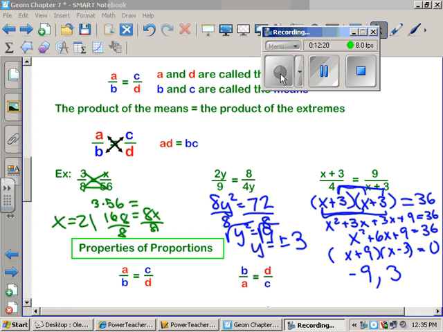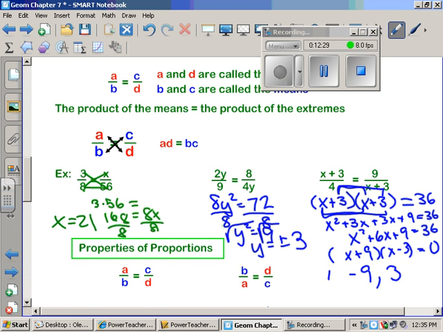And again, we don't have a context here, so I can't say which one of these, or if either one, can be eliminated. So I just have to say x is equal to negative 9 or 3. I can't choose one or the other. They both work. That would be the whole reason. That's how we solved it.